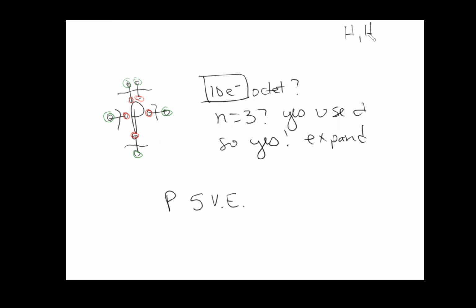Hydrogen, helium, 2. Boron, 6. Carbon through silicon, 8 and only 8. And anything phosphorus and on can expand, but at least 8. It can't have less. All right, that is a nice discussion of octets.